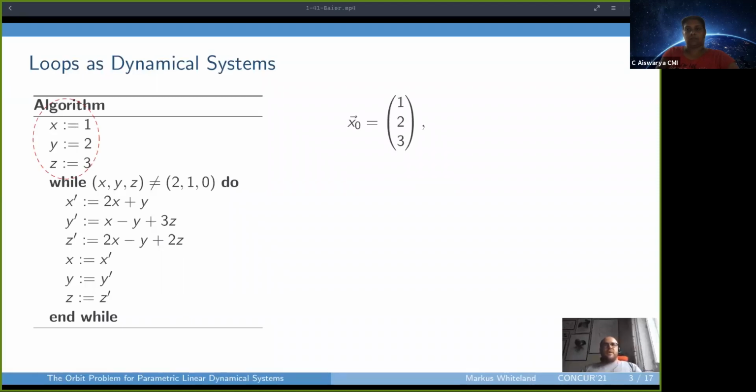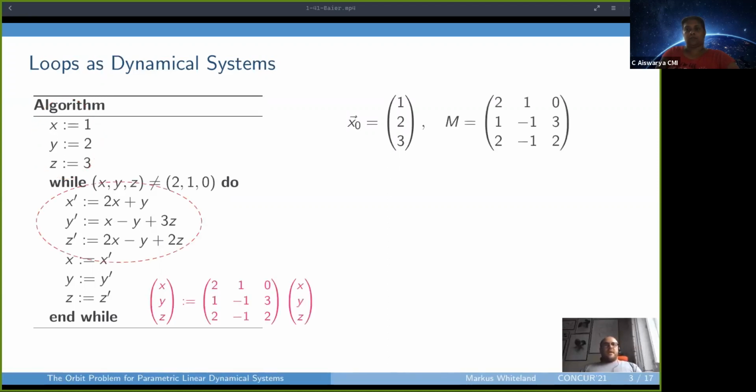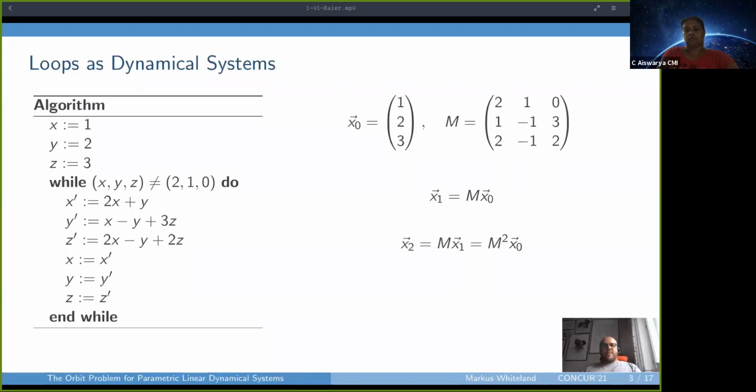First, we have an initial point, which is determined by the initial values of the variables. We then define an update function. By inspecting the loop, the update can be seen to be a linear map, which we can express as a matrix as so. The next state of the system is obtained from the previous state by applying the matrix M. Starting from the point x0, x1 is obtained from x0 by applying M to it. x2 is obtained by applying M to x1, which equals M squared applied to x0.